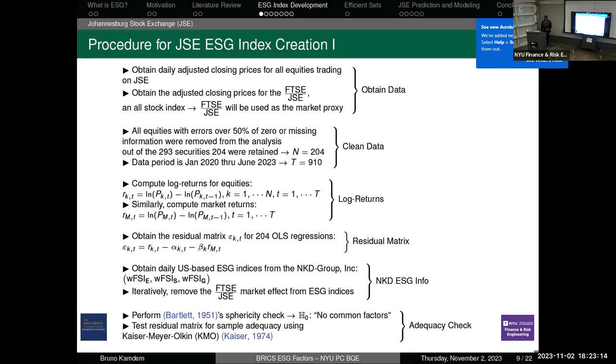And then the next step was the log returns, right? Compute the log return for each equity. We have the return. K is the security, right? K is the security, and T is the observation, right? So we look at the security for the position next day. As you know, we do the subtraction to get the return. And then we similarly compute the market return. And then we do the residual matrix analysis, right? By obtaining the residual matrix, which is epsilon kt for the 204 OLS regressions, right? And we do that by looking at the return for each security, so each time looking at the alpha and the beta times the market. So that's how we derive the residual component of the matrix.